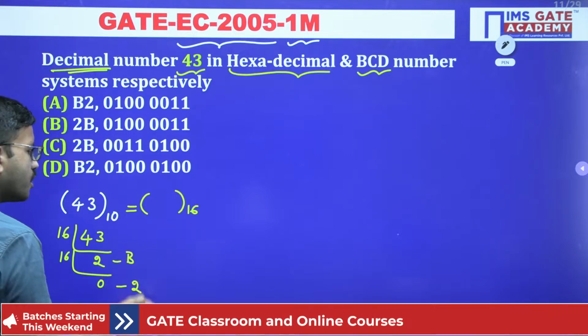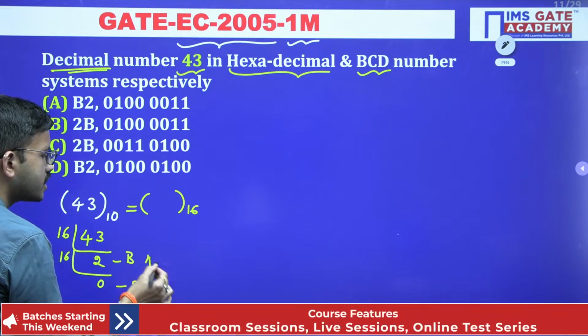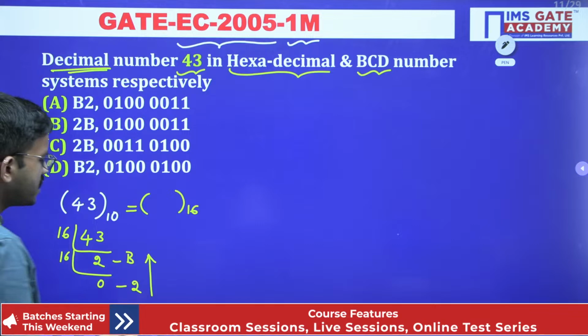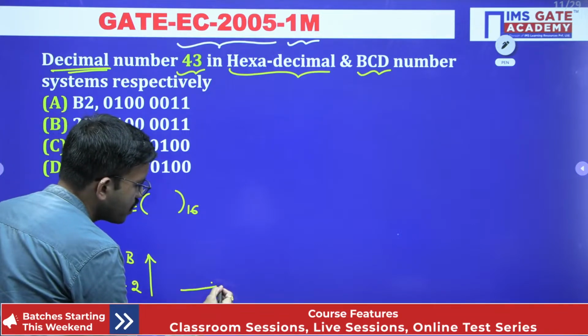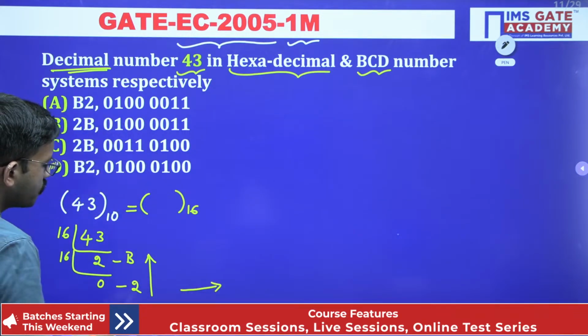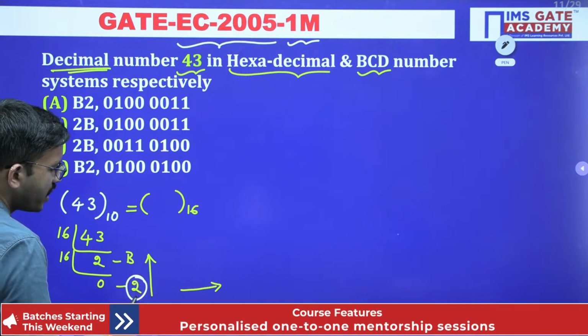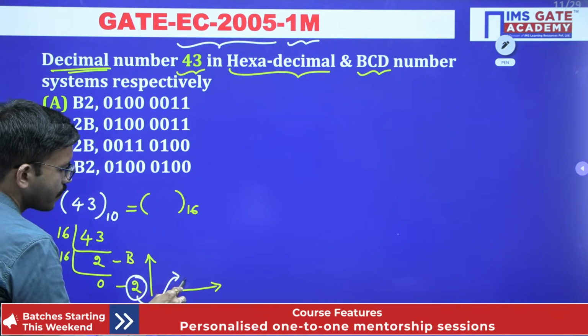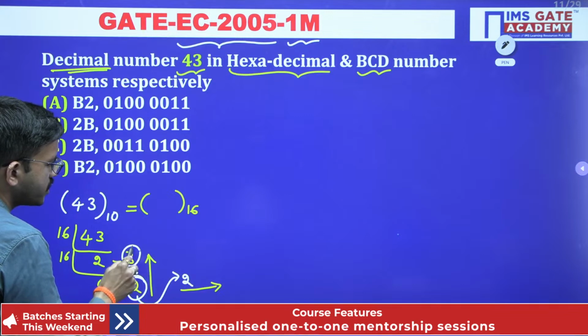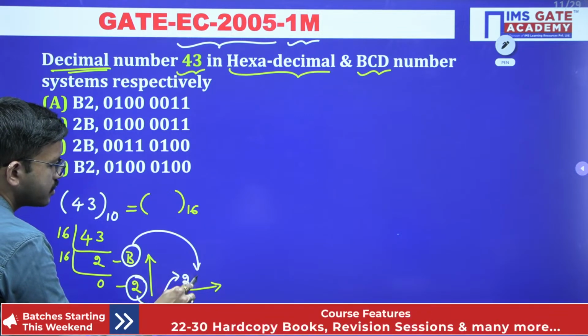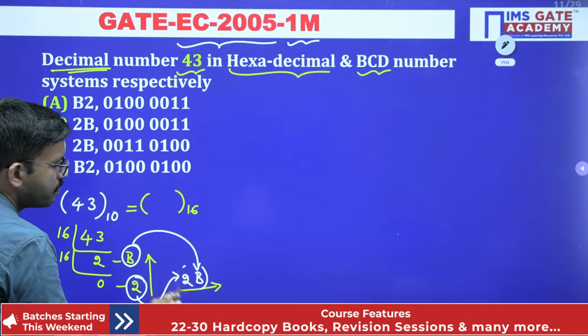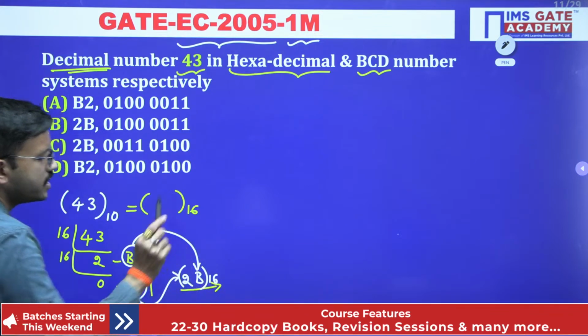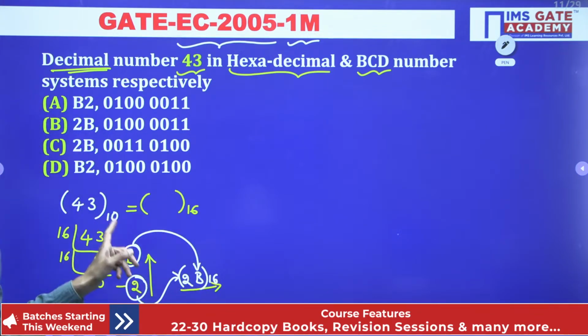So whatever remainders you got here, you have to consider them in the reverse order while placing the digits from left to right. Whatever digit you got last is your first digit, and whatever digit you got first is your last digit. So that means 2B base 16 is nothing but 43 base 10.